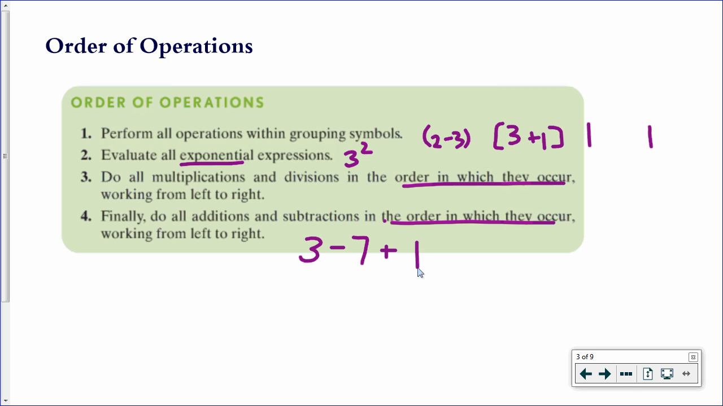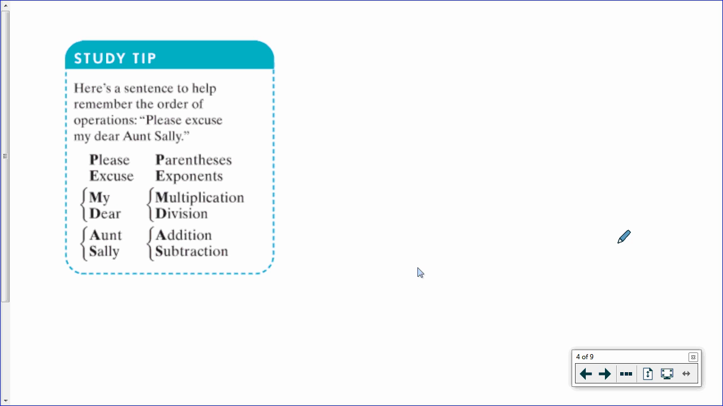So you might have memorized, please excuse my dear Aunt Sally, which is a little mnemonic that we use to remember the order of operations. But in please excuse my dear Aunt Sally, it's important to know that my dear, or multiplication division, happen at the same step. Okay, those are both together in step 3 in whichever order they occur from left to right. And the same thing with Aunt Sally, addition and subtraction, in whichever order they occur from left to right. So it may be that you subtract before you add. Those occur at the same step. And now we'll do some examples.